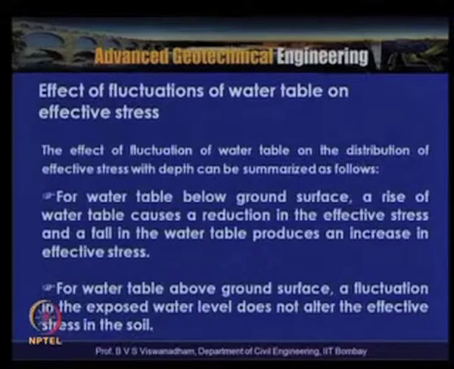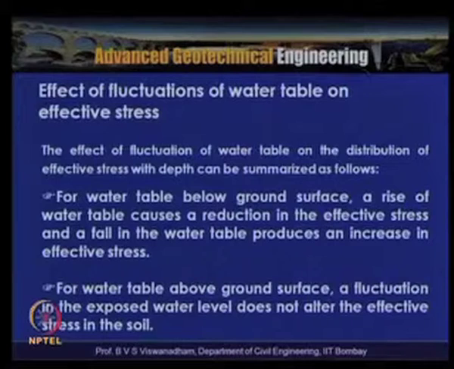The effect of the fluctuation of water table on the distribution of effective stress with the depth can be summarized further as follows. For water table below the ground surface, a rise of water table causes a reduction in the effective stress, and a fall in the water table produces an increase in the effective stress. So if there is a rise in water table, it causes a reduction in the effective stress, and a fall in the water table produces an increase in the effective stress.